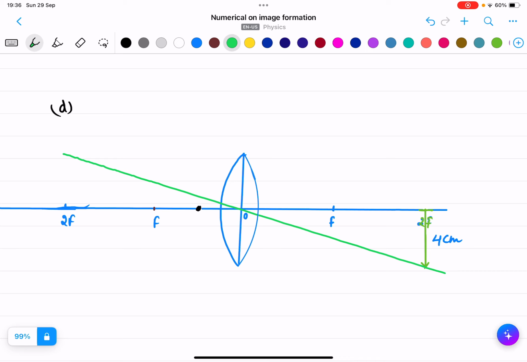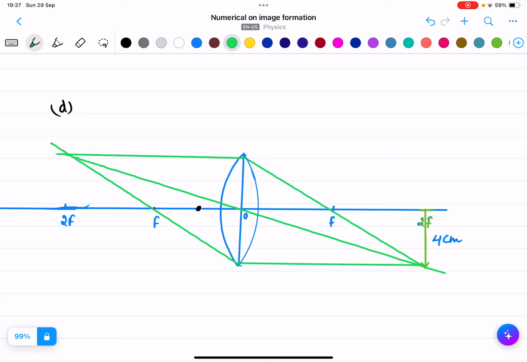Second rule is the ray which is parallel. The ray which is parallel to the principal axis will pass through the focus. Okay, second rule. And the third rule is the ray which passes through the focus. The ray which passes through the focus will be parallel to the principal axis.